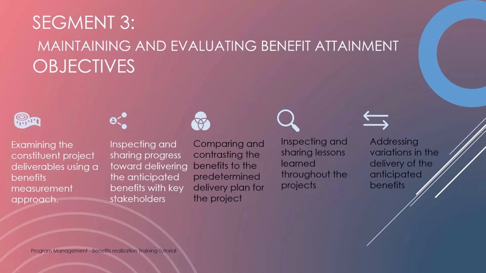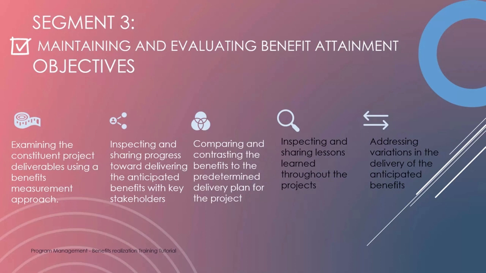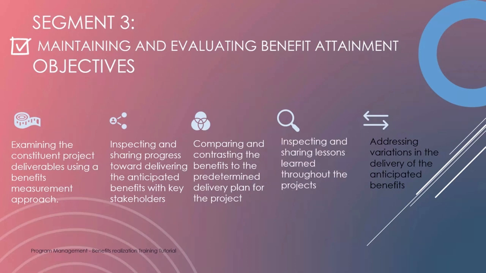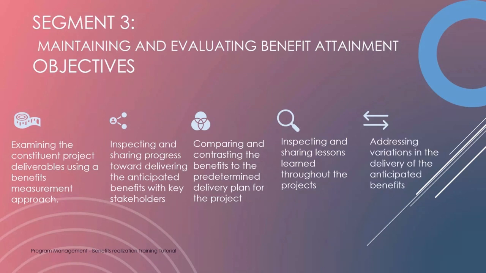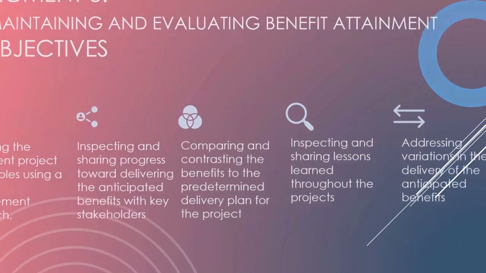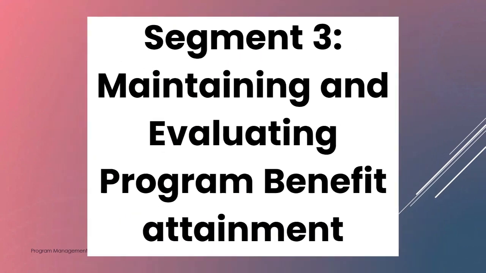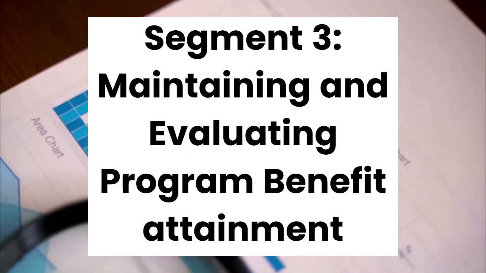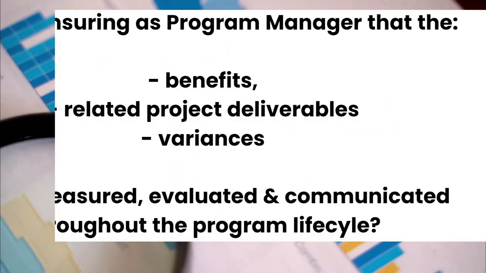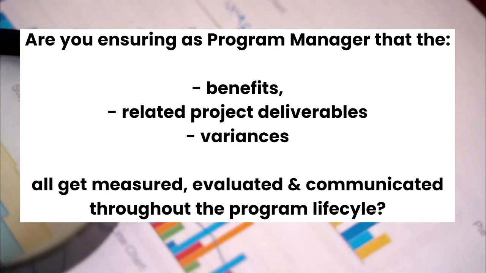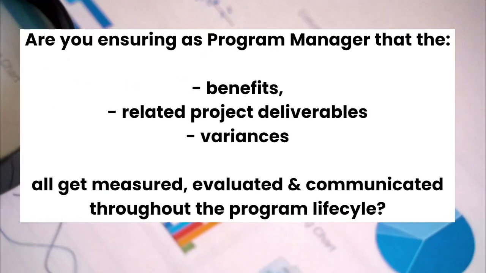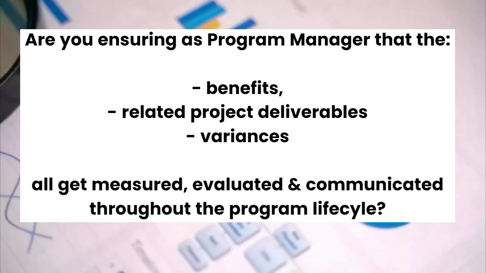In this segment we look at how to and what is key for maintaining and evaluating benefit attainment for program management, that is, delivering the expected benefits. This covers sustaining and evaluating the attainment of expected benefits. As mentioned, this third segment of the tutorial series focuses on maintaining and evaluating benefit attainment. Do the benefits and related project deliverables and variances continue to be measured, evaluated, and communicated throughout the program?